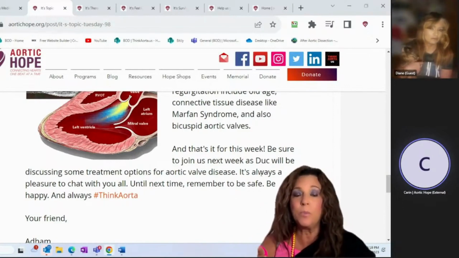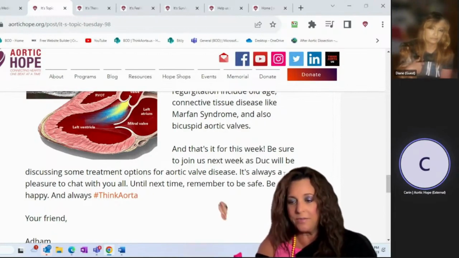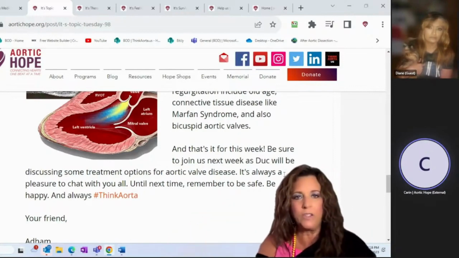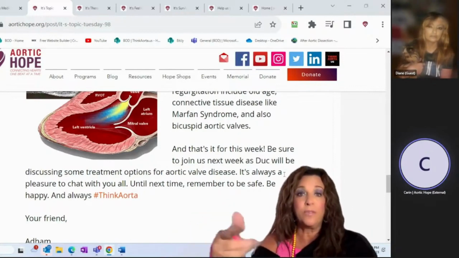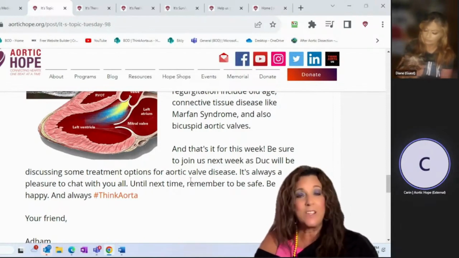And we're going to learn a little bit more about treatment and all those different ways of treating bicuspids and surgeries, endovascular, open heart, the whole 9 yards on October 31st. So tomorrow we'll be discussing those next week. It's our Topic Tuesday.